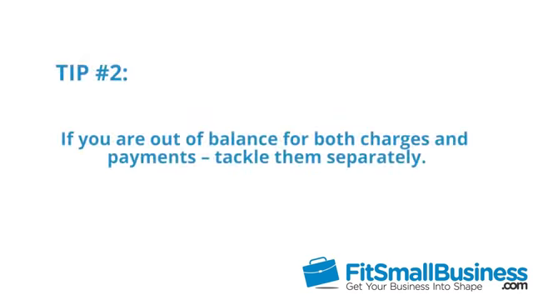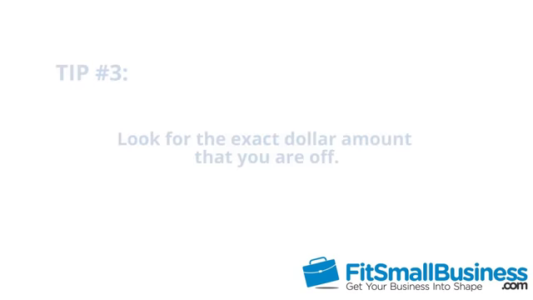If you are out of balance for both charges and payments, which is tip number 2, tackle them separately. In other words, balance your charges first and then move on to your payments, or vice versa. Tip number 3, look for the exact dollar amount that you are off. For example, if your difference is $50, then look for a transaction for this amount on your credit card statement, and then look for this amount on the Charges section and the Payments section of the Reconcile window.